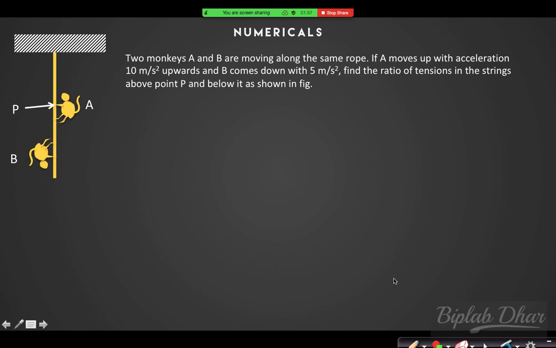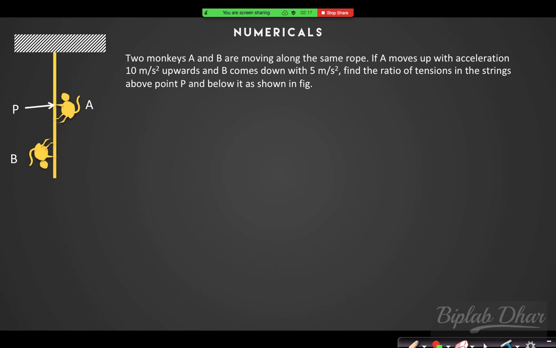Now the question says two monkeys A and B are moving along the same rope. Sir, is the answer 4:1? No. Not 4:1. 1:1? 6:1? No, not 6:1 also. Let us try to understand the problem.